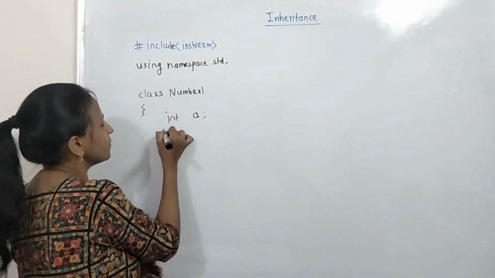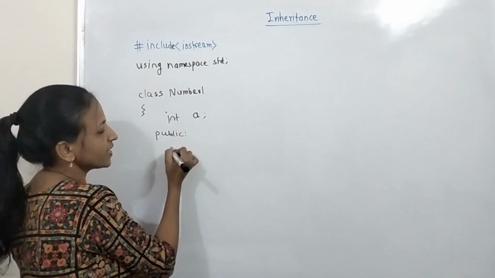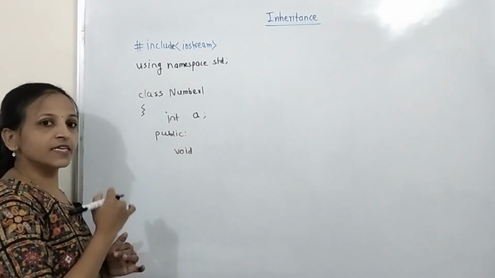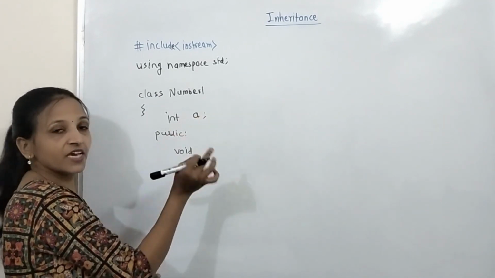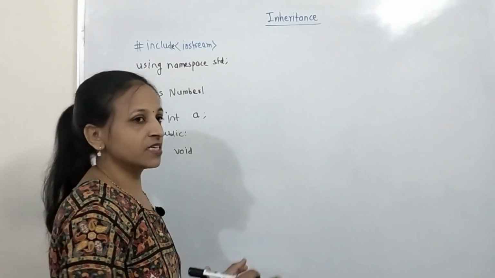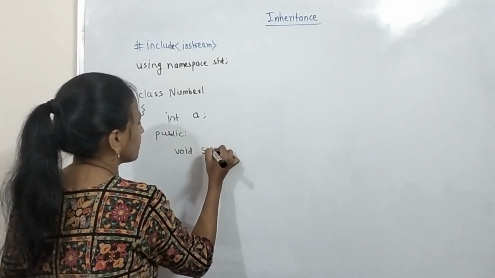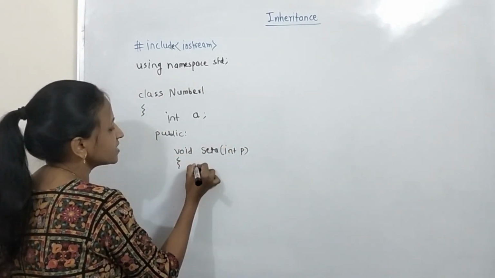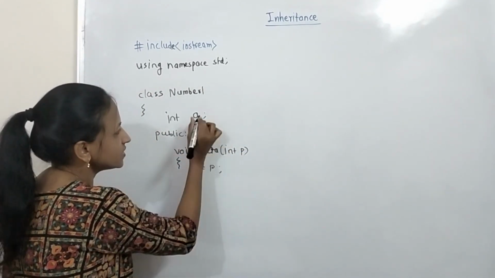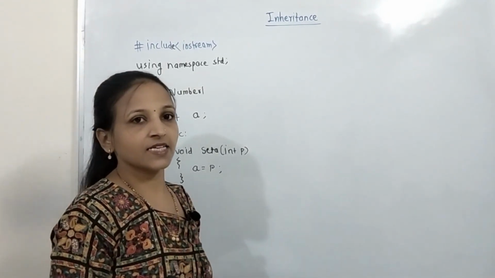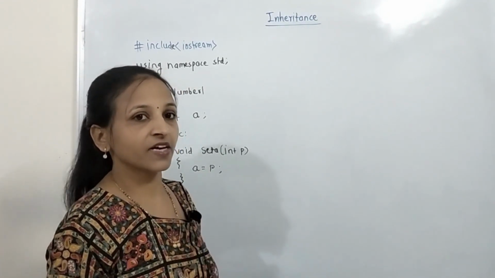Now inside the public section I am writing the set a method. The return type will be void because I am not going to return anything. I am just setting the value of a here. We can write get a or set a, anything. Let's use set a. Here I am passing one integer, let's say p, and whatever is passed in p, I am going to assign to this a. That's it. This is the only member function inside this class. I am going to display this in a derived class.